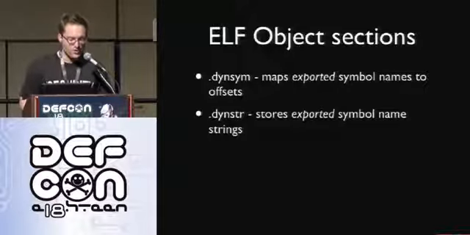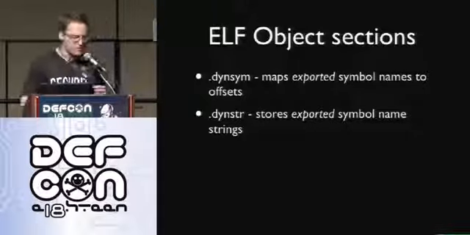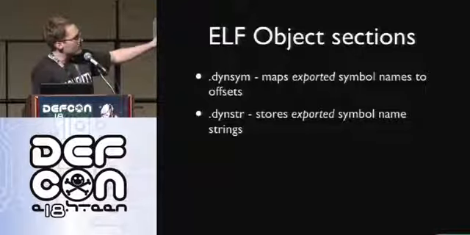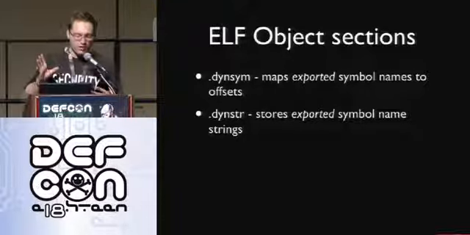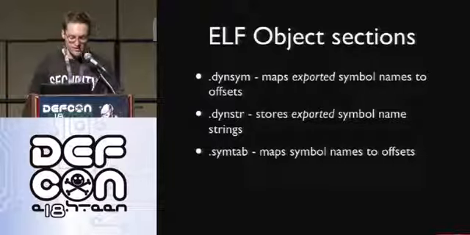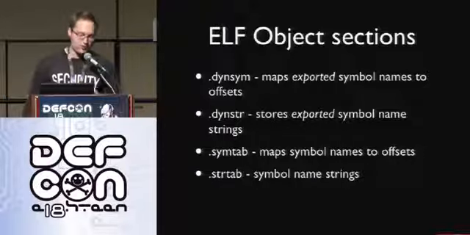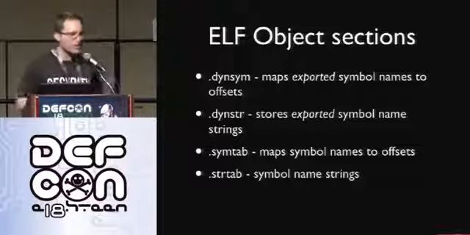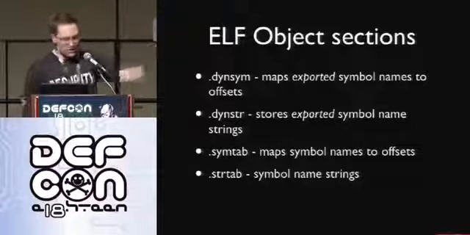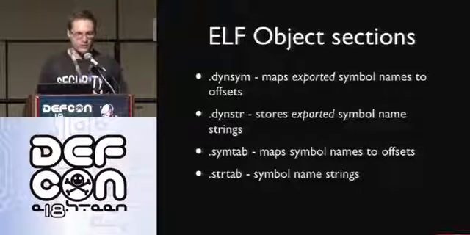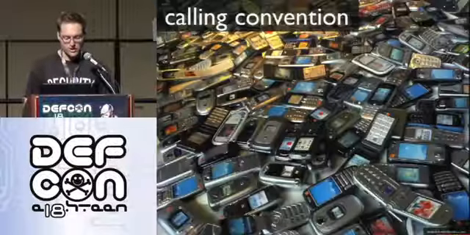There are 2 other pretty useful sections, the dynsym and the dynstr. These 2 sections are used for dynamic linking. Dynsym creates a mapping between exported symbol names and offsets, and dynstr stores the actual symbol names themselves. In addition to those, there are 2 other sections, the symtab and the strtab. Symtab and strtab are actually supersets of the information in the dynsym and the dynstr. They include other things like local variables and other symbols that aren't exported.